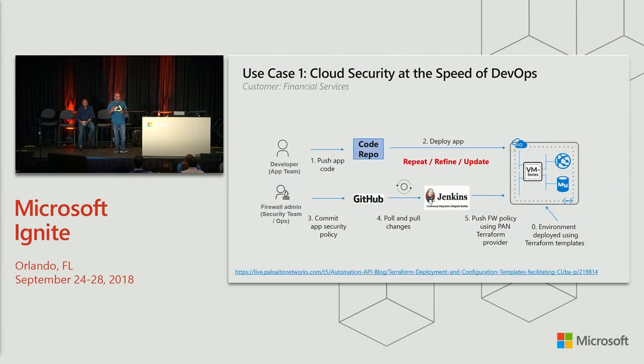So what do we want to do? We want to do this at the speed of DevOps, right? As I said, you want to move all of this stuff back to the left. You are doing this as your developers are building this code, as they're building the application. One of the things could be a developer pushes some code into a code repo, and at the same time, your firewall admin or your security team admin has committed a security policy.